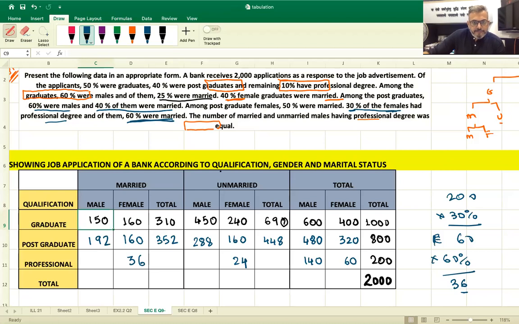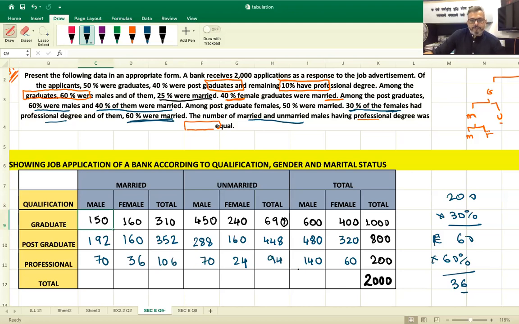Then the number of married and unmarried males having professional degree was equal. So let's find out 140. So half of them are married and half of them are unmarried. 70 and 70. Let's do the total.